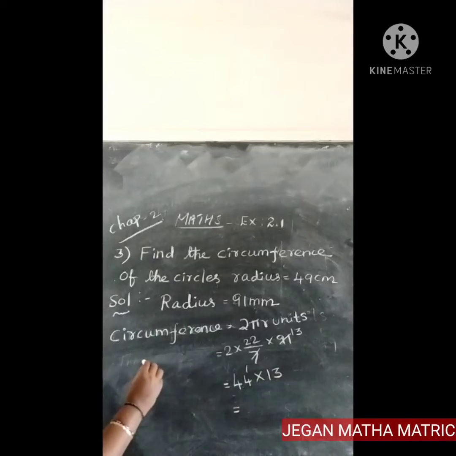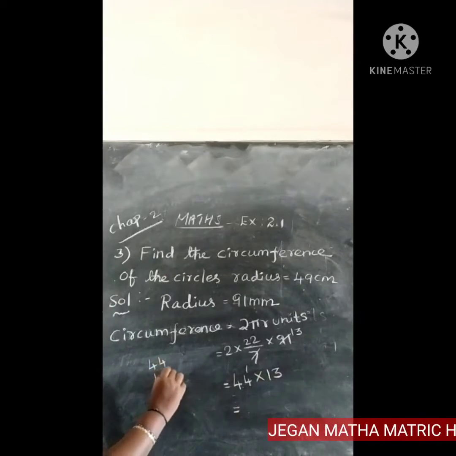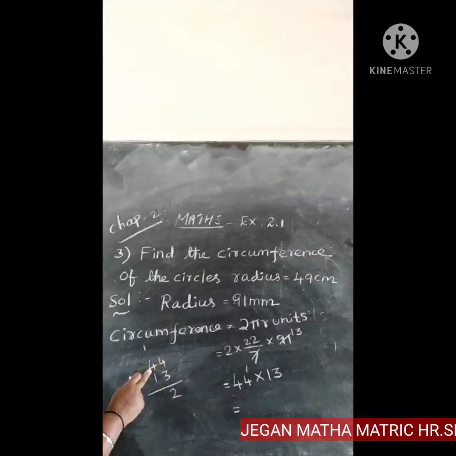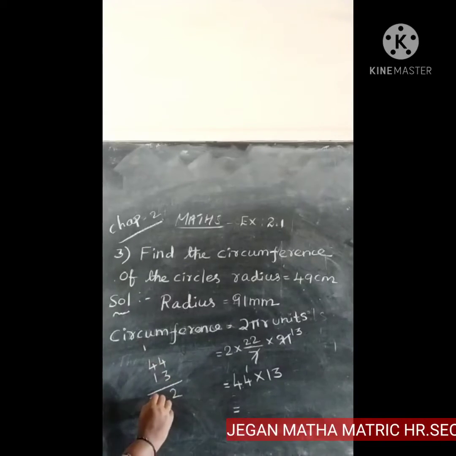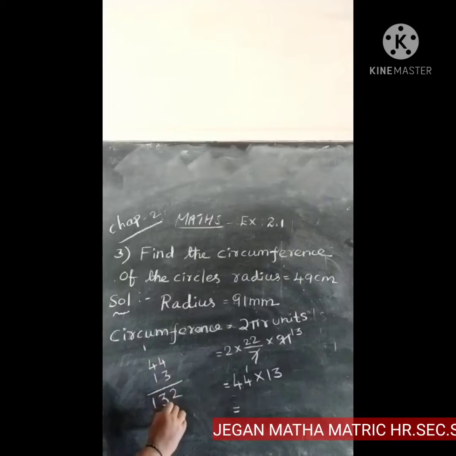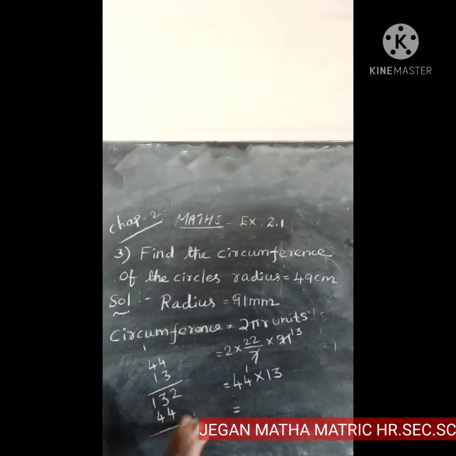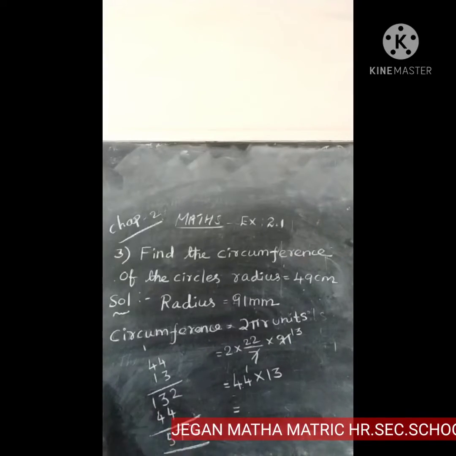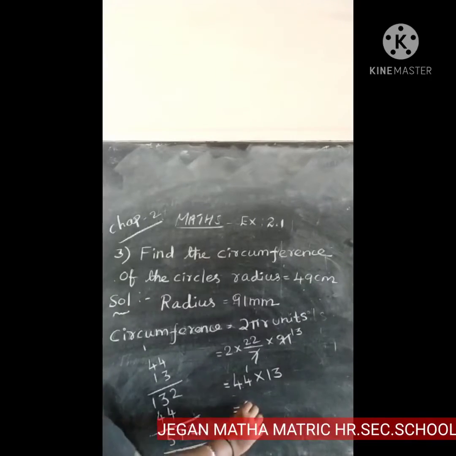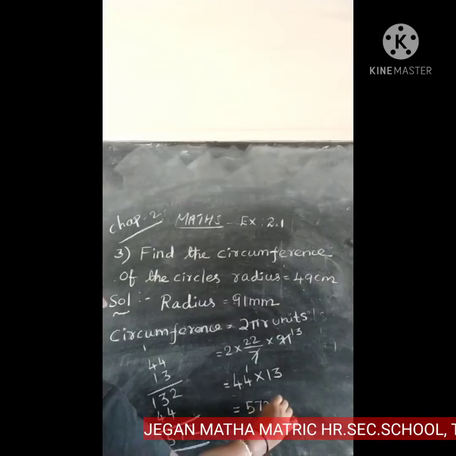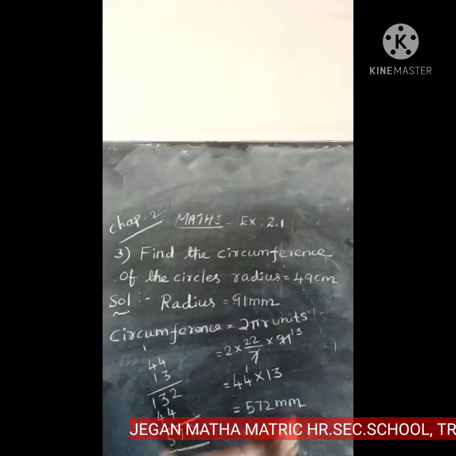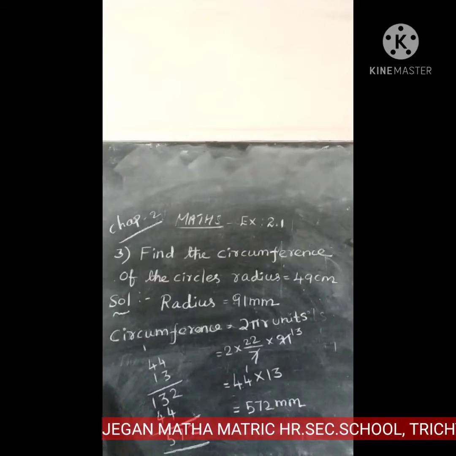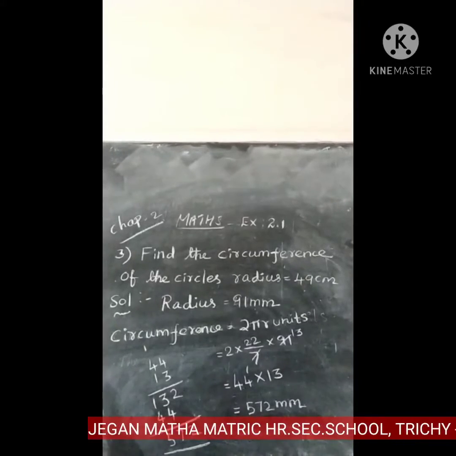44 multiply with 13. So multiply now. 3 4s are 12. Remainder 1. 3 4s are 12, 12 plus 1, 13. 1 4s are 4. Then 1 4s are 4. Adding now, 2, 7, 5: 572. So 572 millimeter. So in this sum, the radius given is 91 millimeter and we find the circumference 572 millimeter.